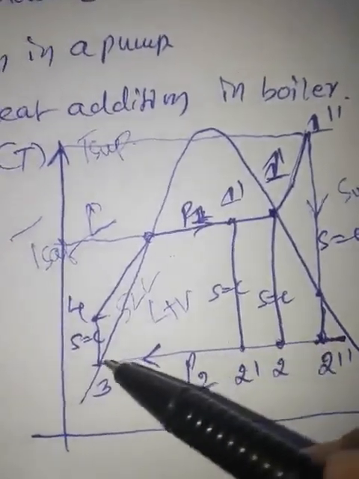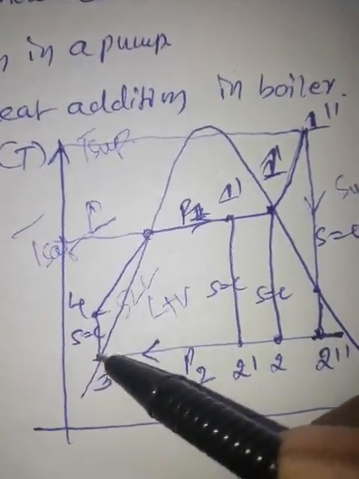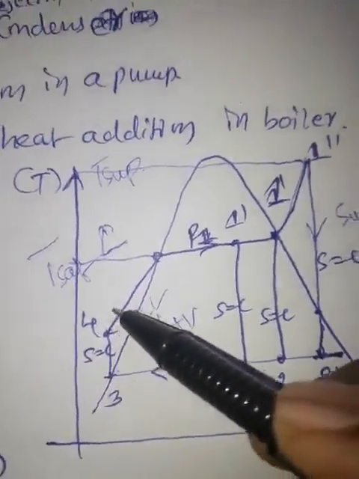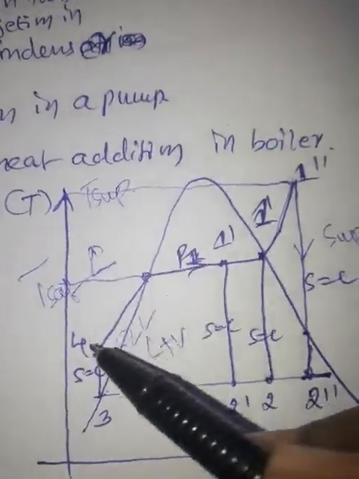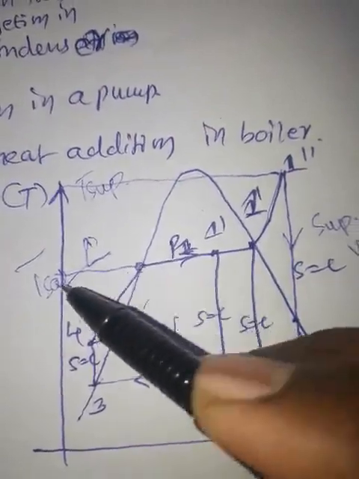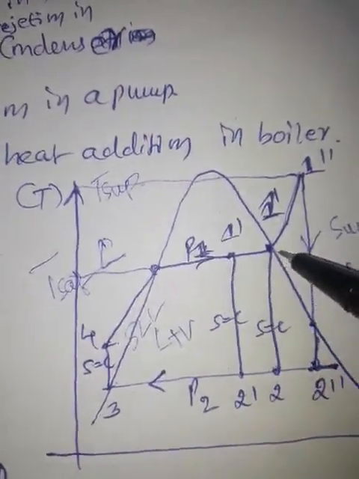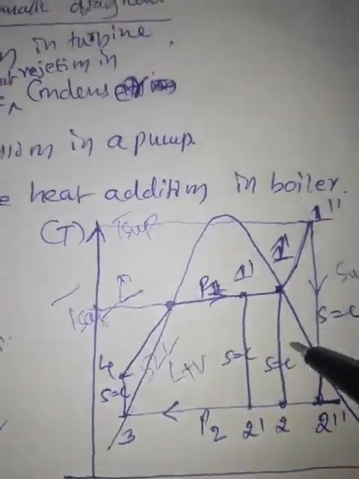Then 2 to 3 it undergoes condensation. 3 to 4 pumping. 4 to 1 again heat addition. So this is the increase of temperature in the liquid region till saturation temperature. This is the vaporization process, then saturated vapor is produced.